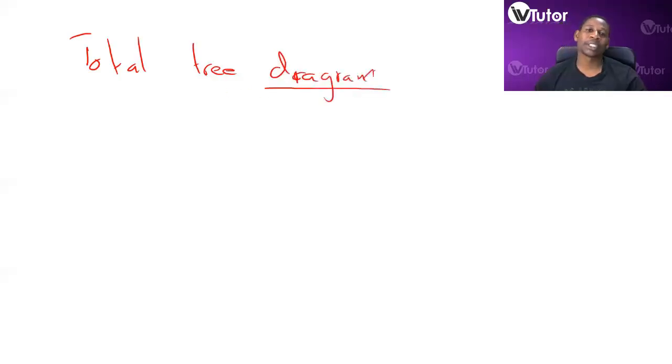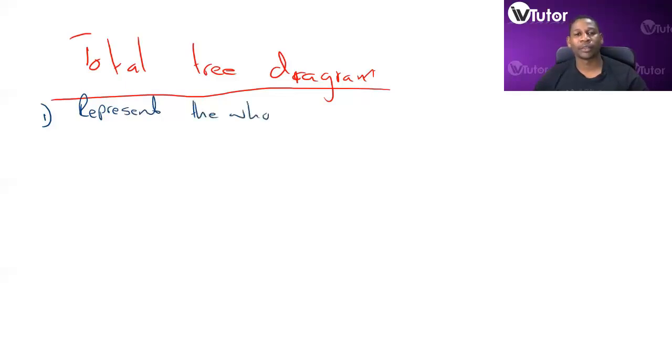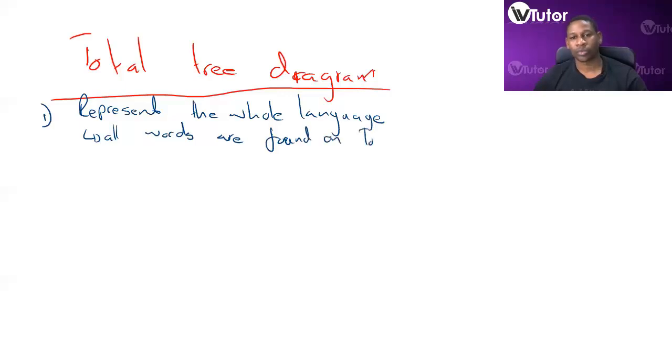So how is it different from a tree diagram? It represents all words in a language, the whole language. What do I mean by representing the whole language? All words are found on the total tree diagram. All right. So that is the major difference between tree diagrams and total tree diagrams.